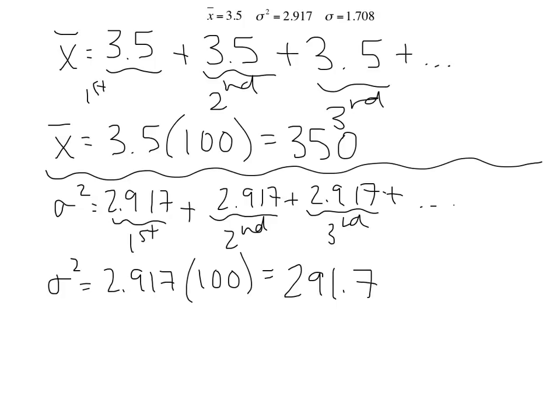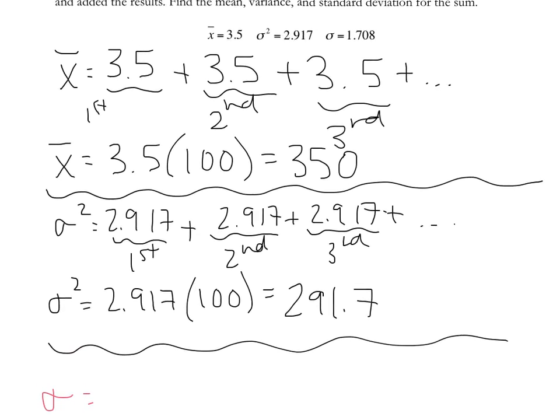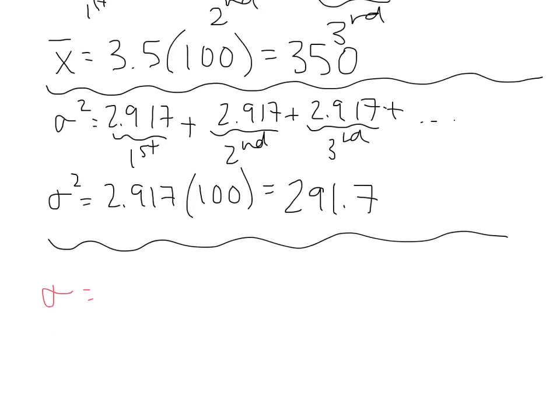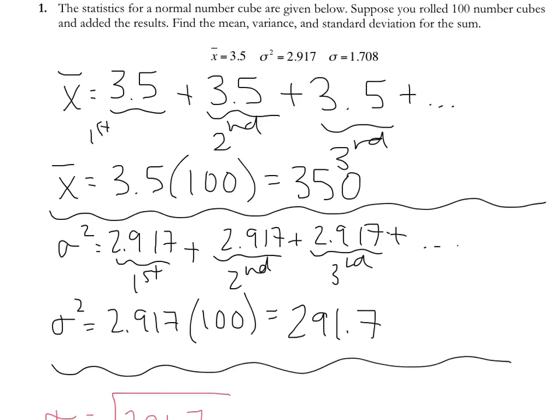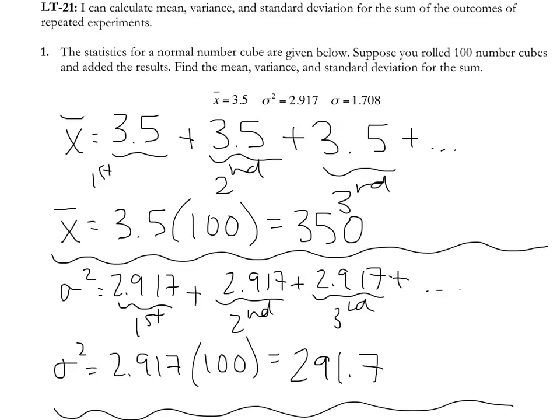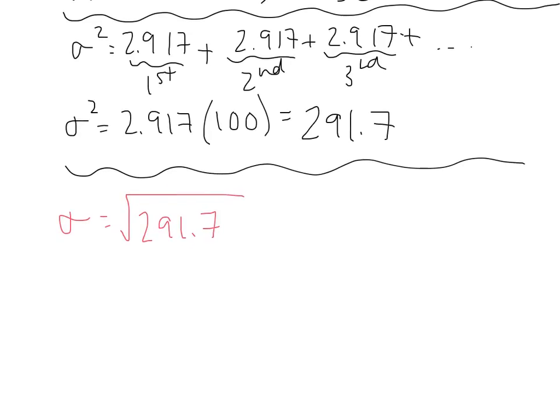Now, this is very, very important. You cannot do this with the standard deviation. It turns out this does not work with the standard deviation. So please, please, please do not do this. Do not say that the standard deviation is 1.708 times 100. Please do not do that. That's not correct. What we need to do instead is calculate the variance first and then take the square root, because we know the standard deviation is always the square root of the variance. So you cannot just take the standard deviation and multiply it by 100. What you have to do first is find the variance and then find the square root of the variance.